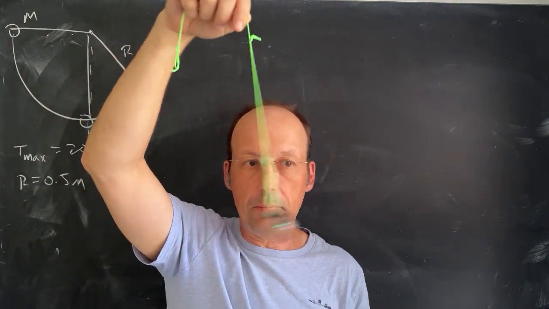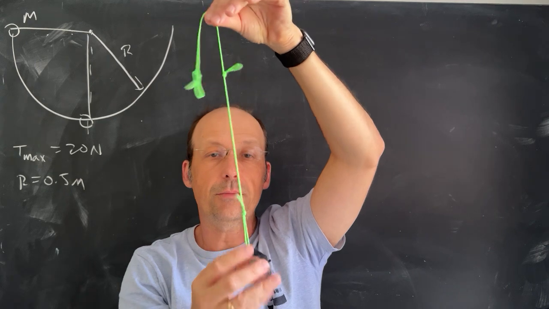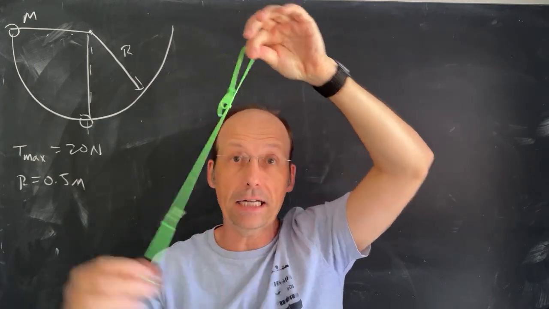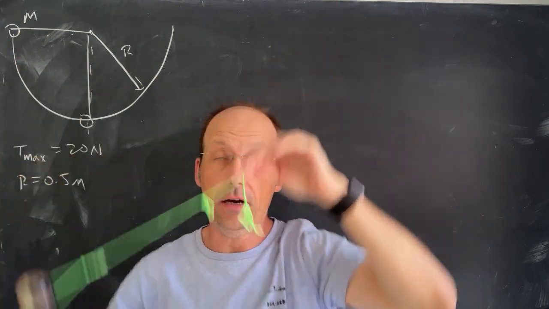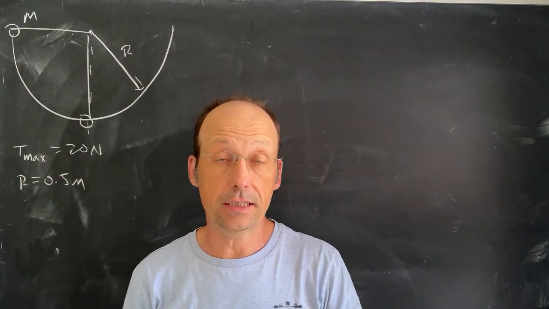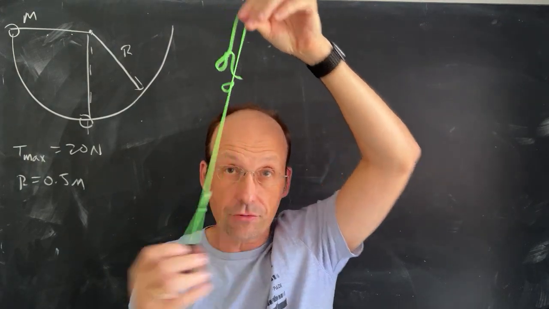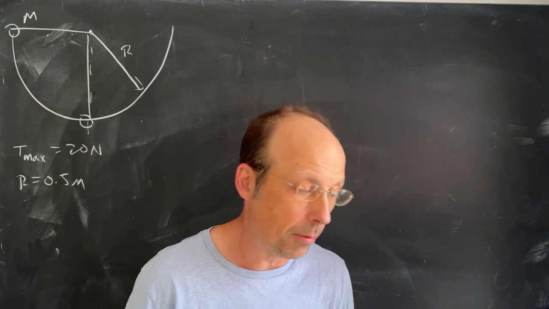I saw this problem online and I'm going to make up my own version. The problem online said, here's some string that can support some maximum tension, and here's a mass. The question was, would it break if I hold it up here and let it swing down? My version says, here's the maximum tension in the string. What's the biggest mass I can put on the end of the string so that it doesn't break when it swings down to the bottom? And then I'll do a bonus problem after that.